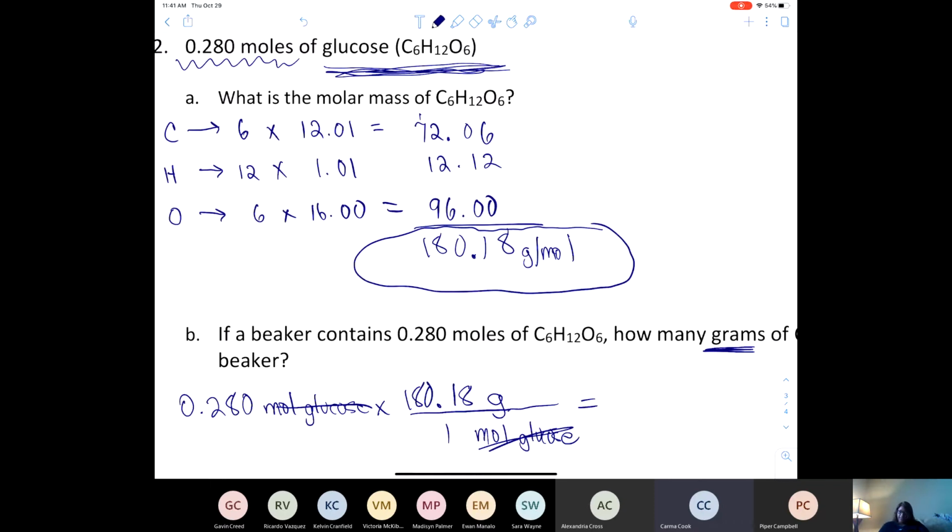And again, we need three significant figures because 0.280 has three significant figures: the 2, the 8, and then the trailing 0 after the 8. The leading 0 before the 2 is not significant. So we have 50.5 grams of glucose.